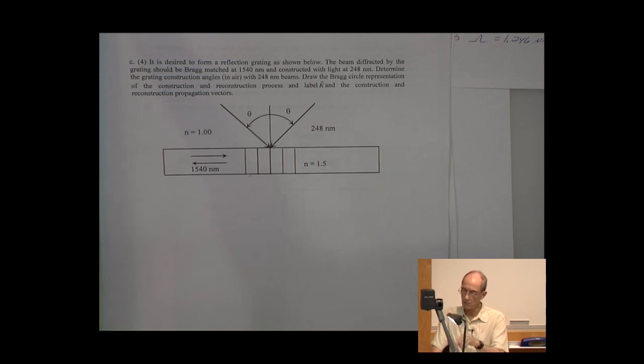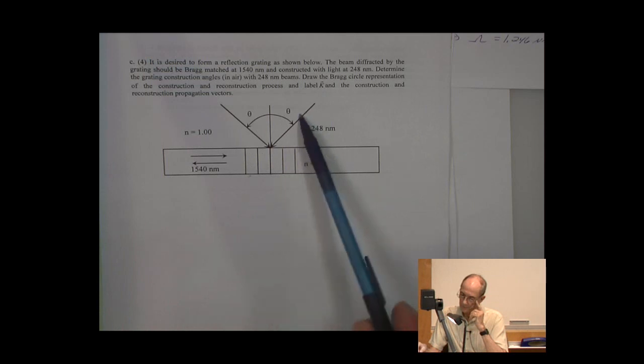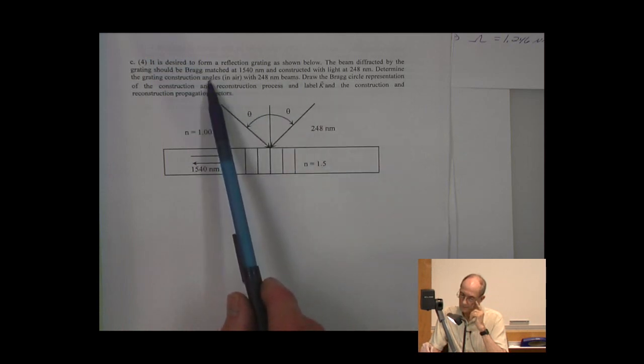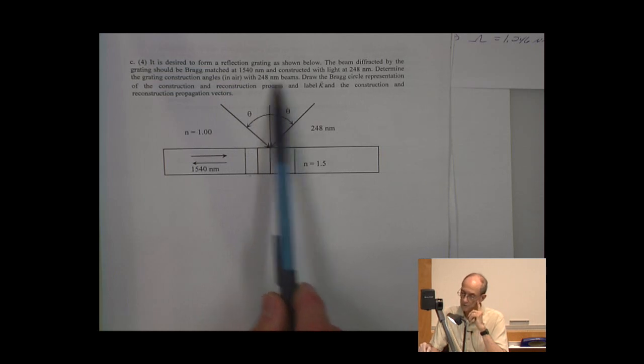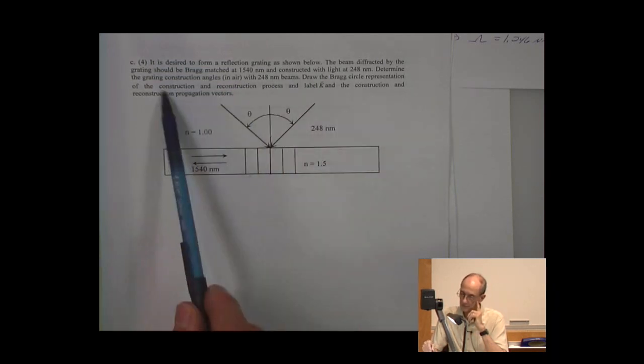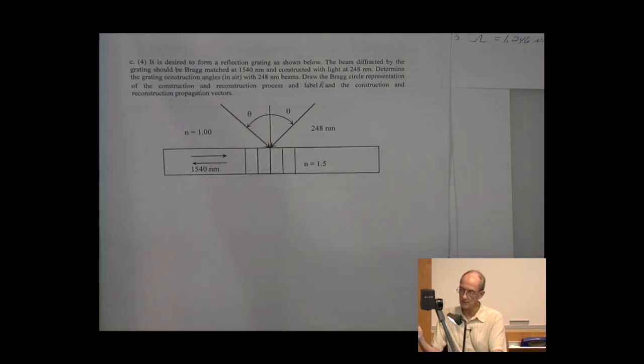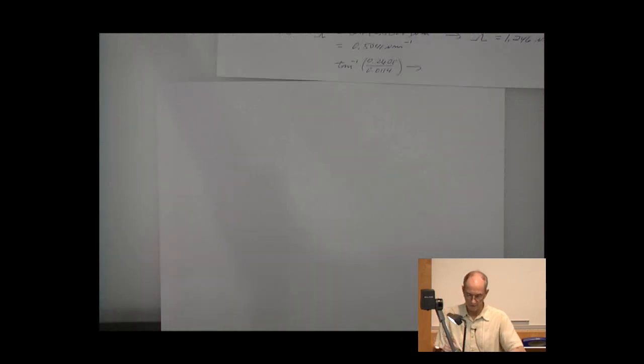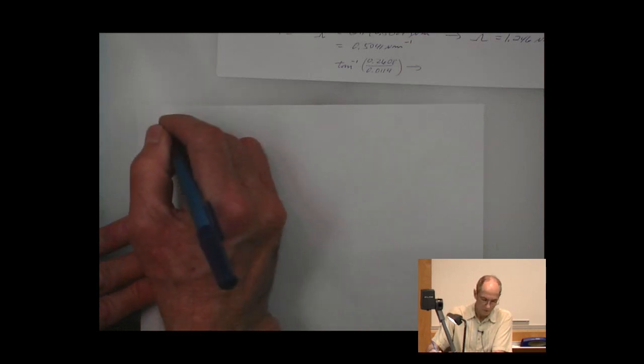All right, so the first thing I ask is, determine the grating construction angles in air for the 248 beams. Also, draw the Bragg circle representation of the construction and reconstruction process and label K and the construction and reconstruction vectors. Let's do that first. So this is part C.